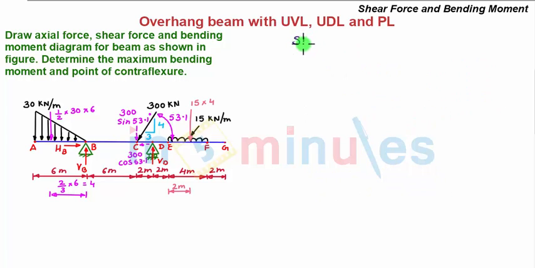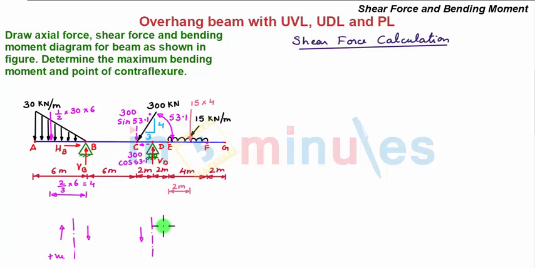Our next step is shear force calculation. For this, our sign convention is upward force on the left hand side of section and downward force on the right hand side of section is considered as positive. Downward force on the left hand side of section and upward force on the right hand side of section is considered as negative. So we first consider this point A as origin, and we take a section and move from point A to other end G.